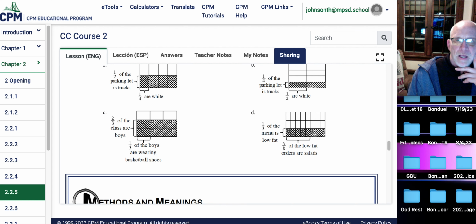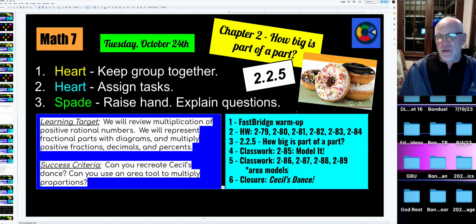Okay? So if we get that far, that's going to wrap it up for Tuesday. And then on Wednesday, we're going to start from where we left off. The closure for today is we're going to see if any groups can show us how to do Cecil's dance.